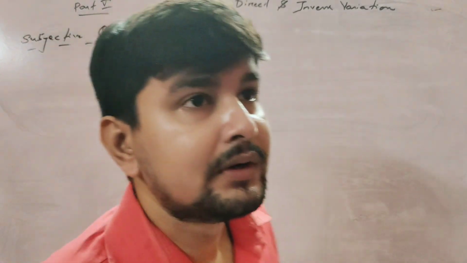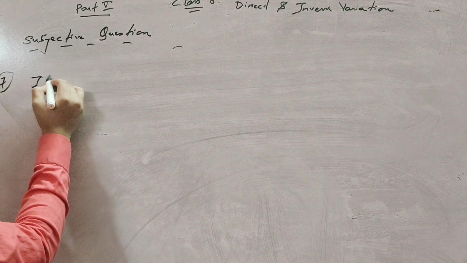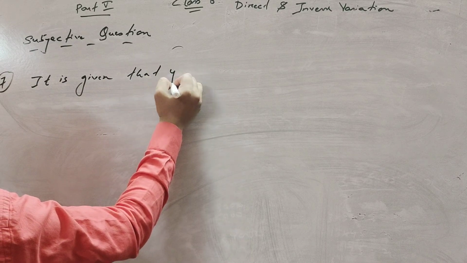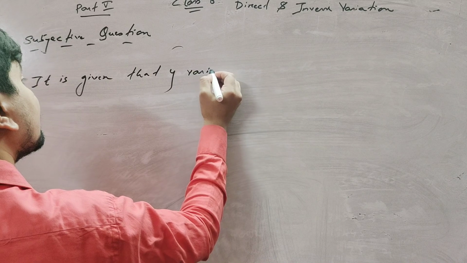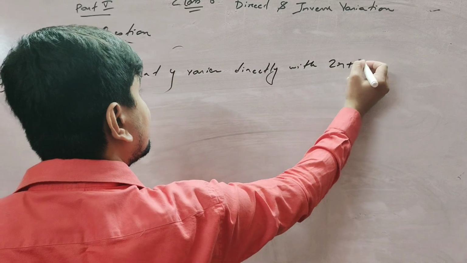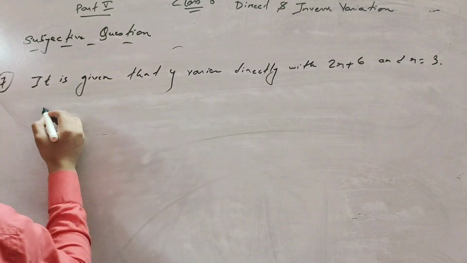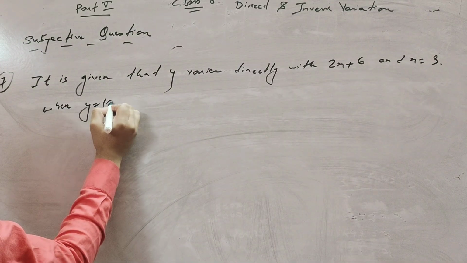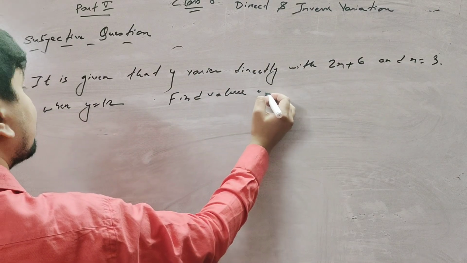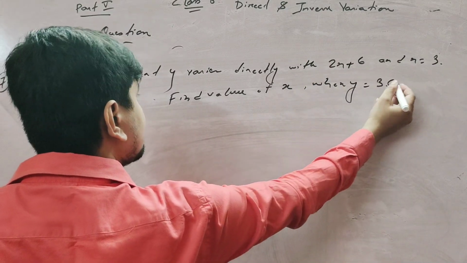Okay, now it's time for question number 7. It is given that y varies directly with 2x plus 6 and x equals to 3 when y equals to 12. Find value of x when y equals to 30.